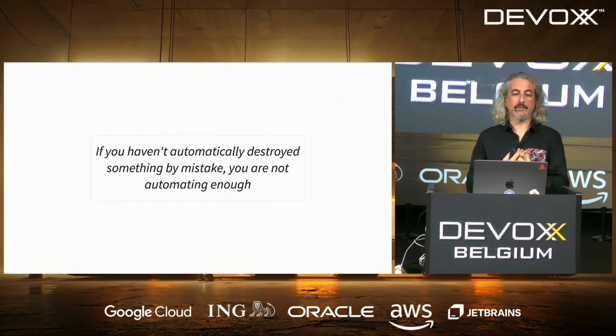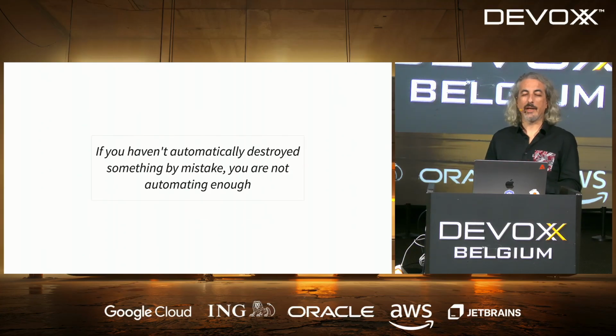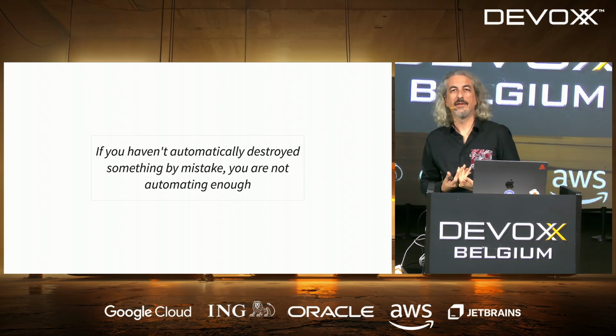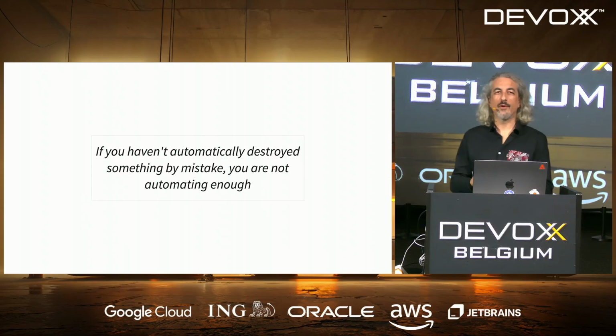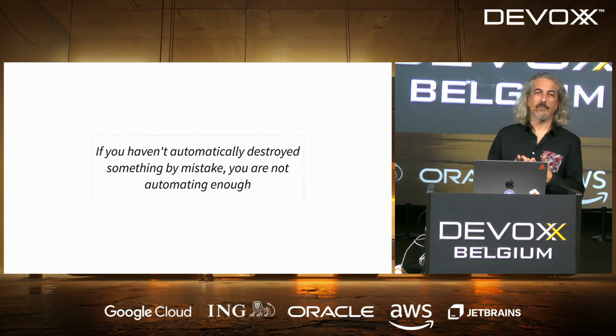And something that happened to me: if you haven't automatically destroyed something by mistake, that means you're not trying to automate enough, right? You always try to automate more things, and then at some point you're like, okay, maybe I went a bit too far. I need to step back.